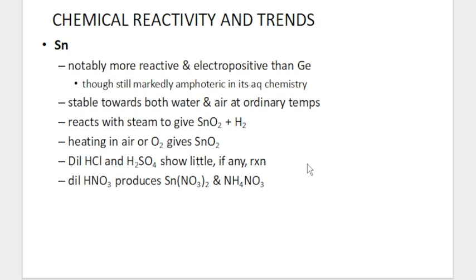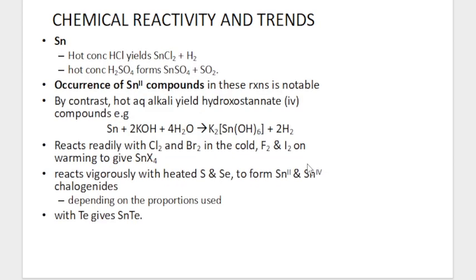Dilute hydrochloric acid and dilute tetraoxosulfate(VI) acid show little or no reaction with tin. On the other hand, dilute nitric acid produces tin nitrate and ammonium nitrate. Tin reacts with conc. HCl to yield tin chloride and hydrogen, while it reacts with conc. H2SO4 to form tin sulfate with sulfur(IV) oxide gas.